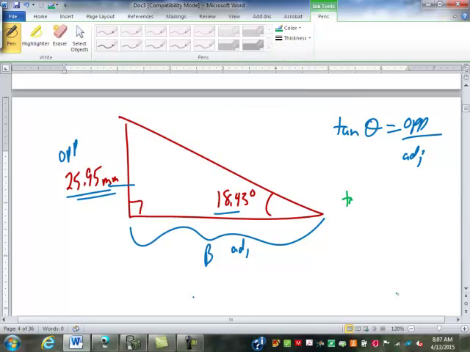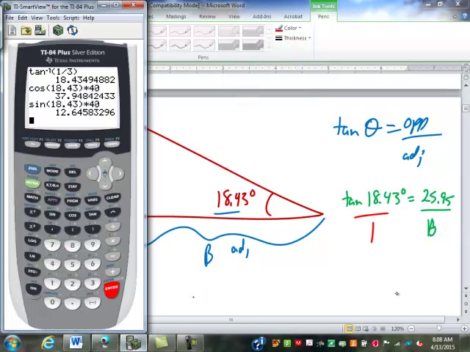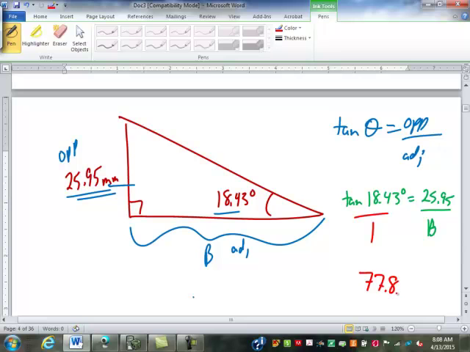Do I know the angle? Yes, I do. Do I know the opposite side? Yes, I do. Do I know the adjacent side? Better not, because otherwise I'd have nothing to look for. Put this over 1. Now it's 1 times 25.95 divided by the tangent of 18.43, giving me 77.87 millimeters.